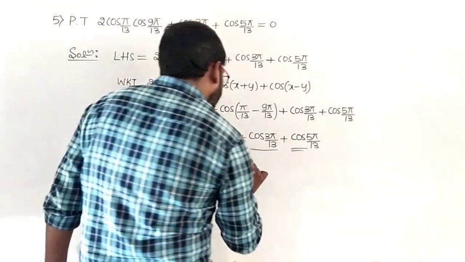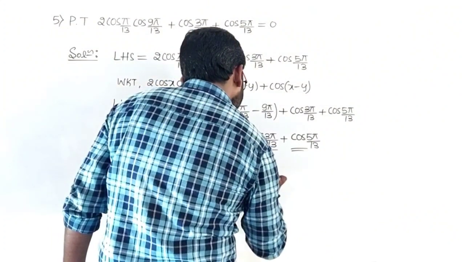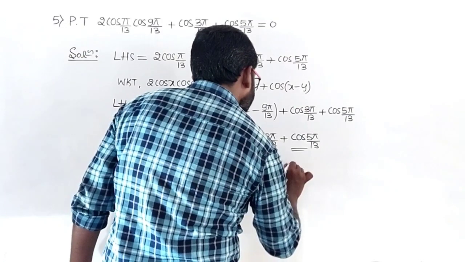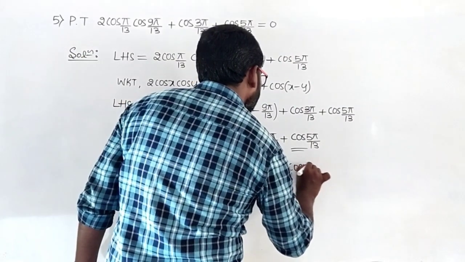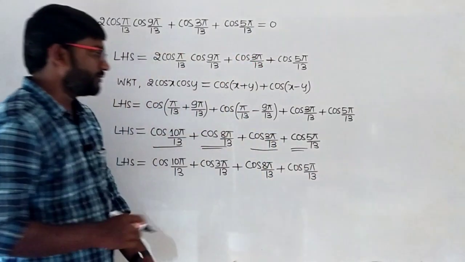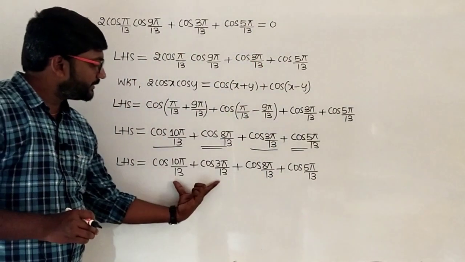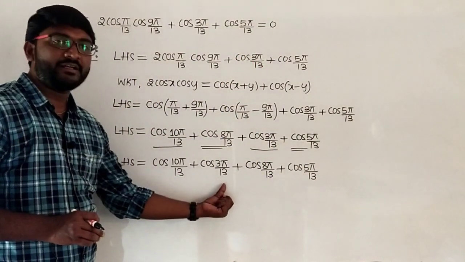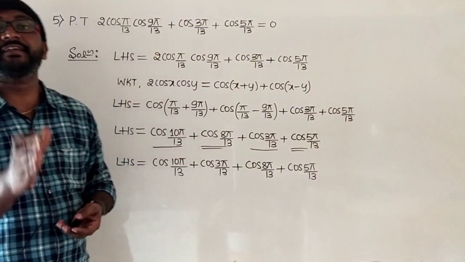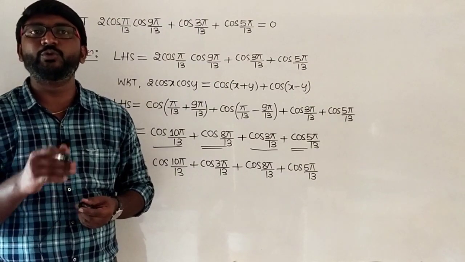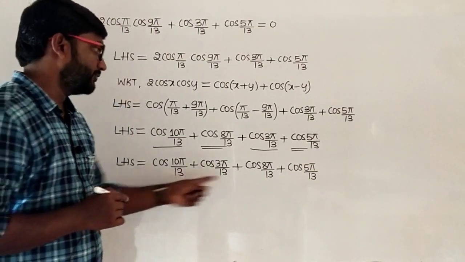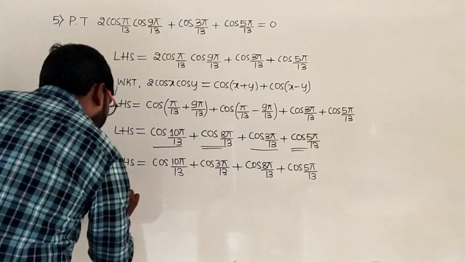So cos 8 pi by 13 plus cos 5 pi by 13. So now these two are in the form of cos x plus cos y. Again here we have to apply cos x plus cos y, which is equals to 2 cos of x plus y by 2 into cos of x minus y by 2. So let us apply the formula here.